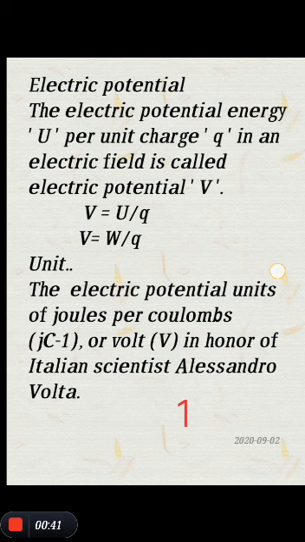It is named in honor of the Italian scientist Alessandro Volta. The potential at a point is 1 volt when it requires 1 joule of work to move a positive charge of 1 coulomb from a point of zero potential to that point. So 1 volt is equal to 1 joule per 1 coulomb.